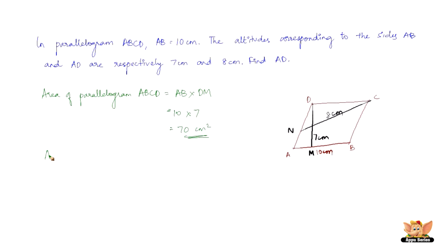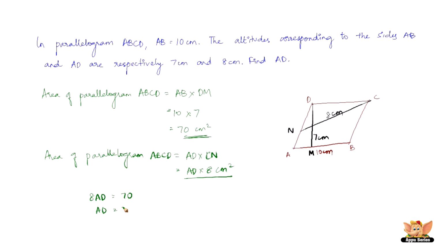Now also we have area of parallelogram ABCD in a different way. We can take it as AD into CN, where we don't know what AD is. We know CN is 8. So AD into 8 square centimeters. Now the area is the same, however you calculate. So therefore we can equate this and this. So we get 8 AD equals 70. So AD equals 70 by 8, which is nothing but 8.75 centimeters.